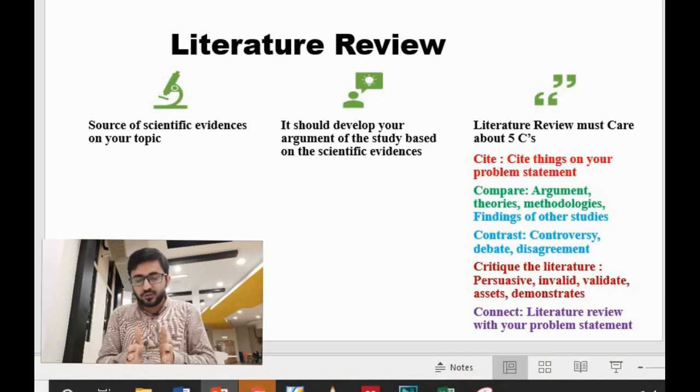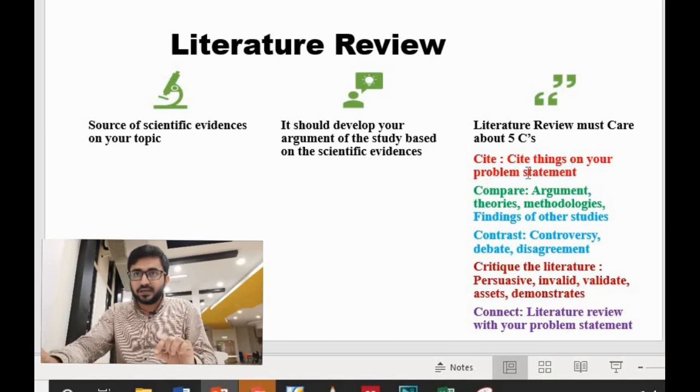And the literature review is actually about the scientific evidences. It is all about the arguments which you will make for your scientific study. So, for the literature review, I most of the time say you have to answer the 5 C's. As you can see my cursor, you have to answer the 5 C's. C1 is that you should mention the problem statement.